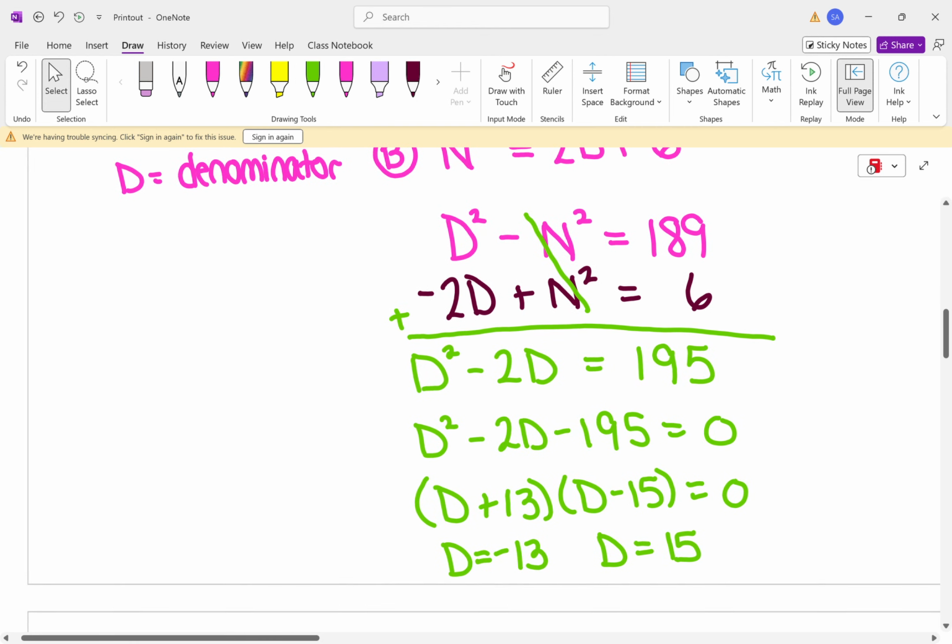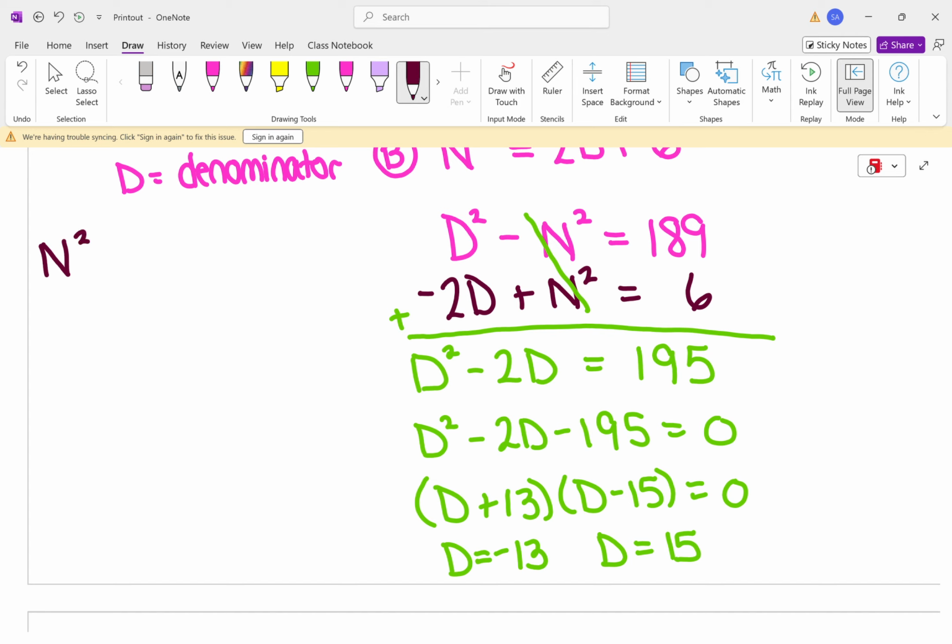So, guys, let's keep going. So now that we have d equals negative 13, d equals 15, now we're going to sub back in for n. If you remember, we wrote that n squared is equal to 2d plus 6.